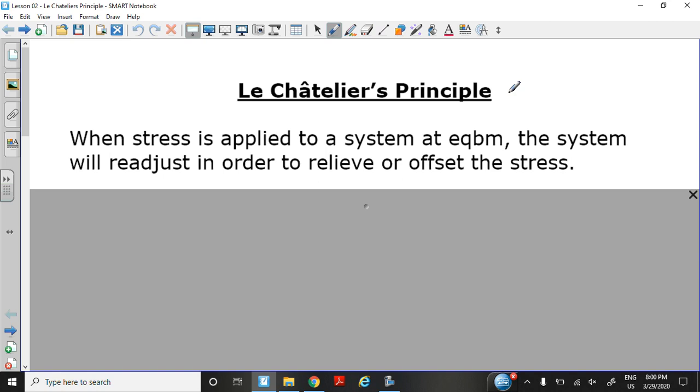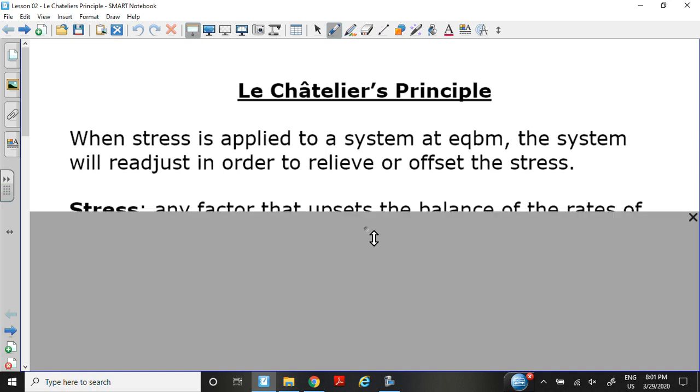So first we have to learn, well, what is Le Chatelier's principle? Last lesson we learned about what equilibrium means and what happens when a system's already at equilibrium. But now we're going to look at what happens when you try and stress the equilibrium system or change a condition when something's already at equilibrium. So Le Chatelier's principle says, when stress is applied to a system at equilibrium, the system will readjust in order to relieve or offset that stress.